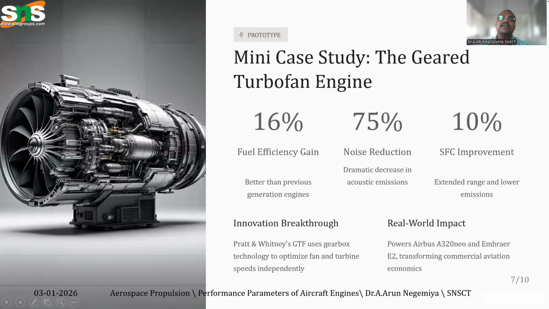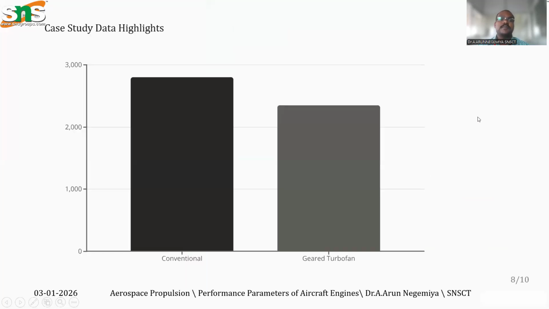Here we will take one case study. In that case study, turbofan engines can be used. In this case, we gain 16% fuel efficiency. The next one is 75% noise reduction in these cases, and 10% specific fuel consumption improvement by applying these conditions. And these are the data sheets of the conventional and geared turbofan.